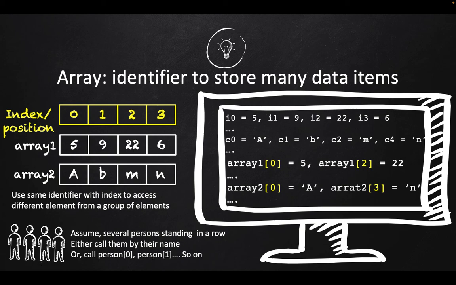Something like that. So what the receptionist is doing is using the same name, person, followed by an index to identify each of them. That is an array. We will learn about it in the next module with the Python programming language, but this is the general concept.